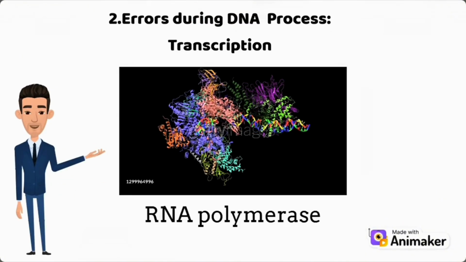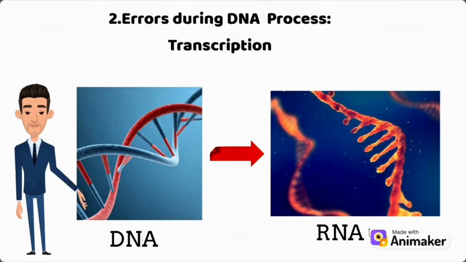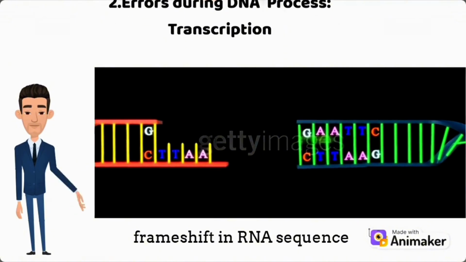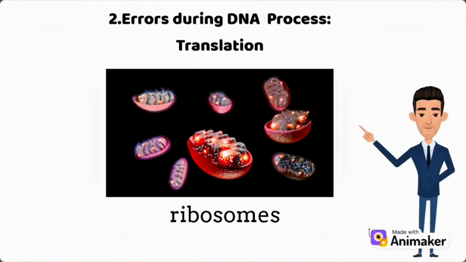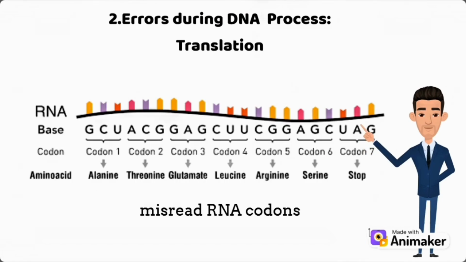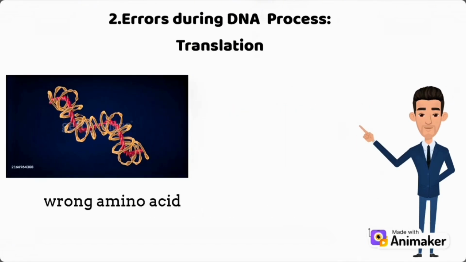Next, during transcription, RNA polymerase converts DNA into RNA. Errors can happen if a base is skipped or added incorrectly, leading to a frameshift mutation in the RNA sequence. Lastly, for the translation error, ribosomes may misread the RNA codons, incorporating the wrong amino acid into the protein.